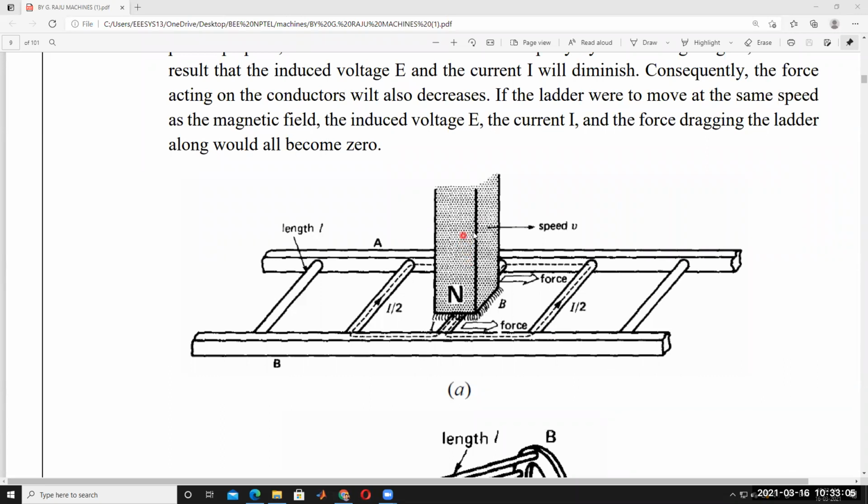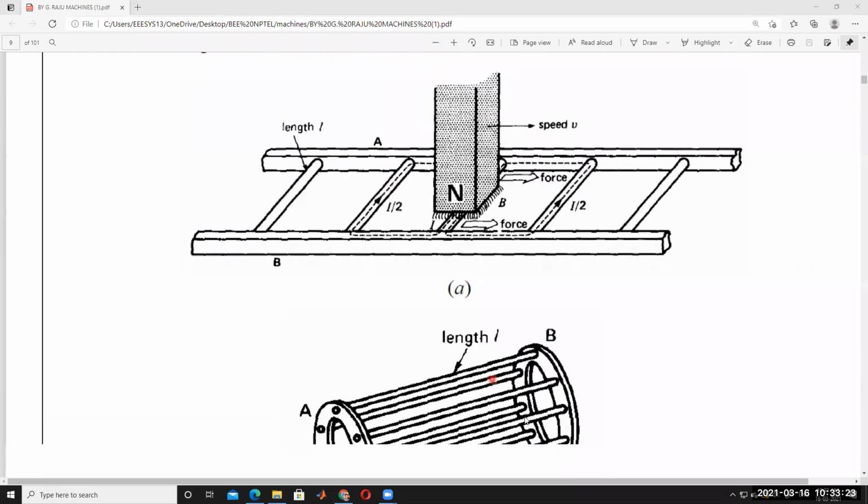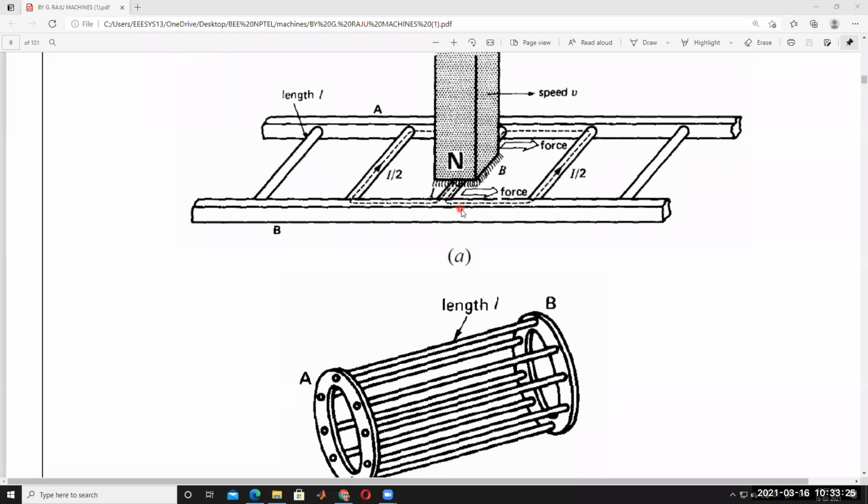If the stator rotating magnetic field and the rotor rotate at the same speed, there is no relative speed between these two. For example, let us assume this permanent magnet is rotated at a speed of 1500 rpm. If the rotor is also rotating at 1500 rpm, it means there is no relative speed between these two.